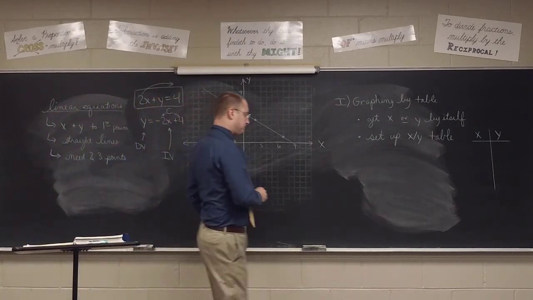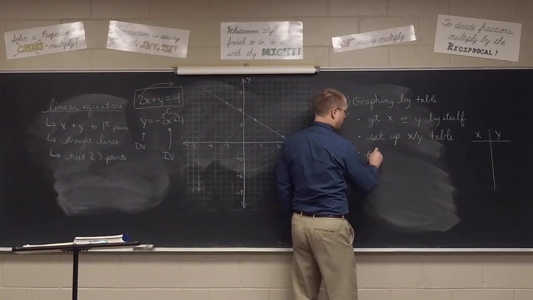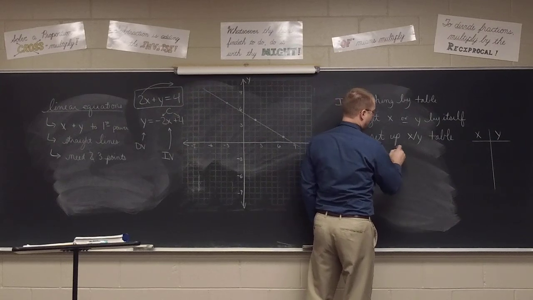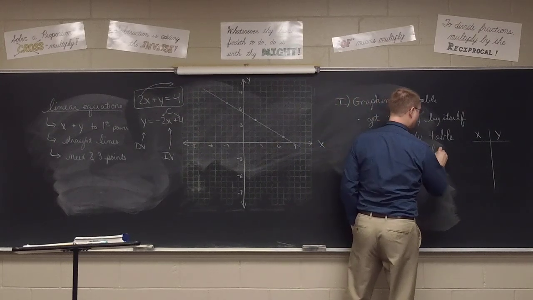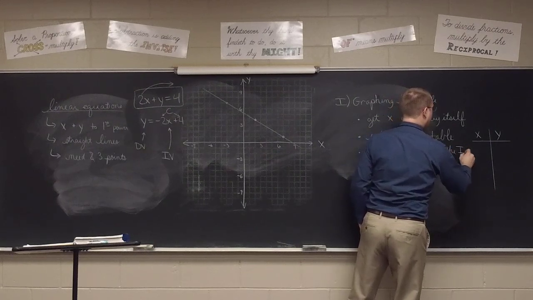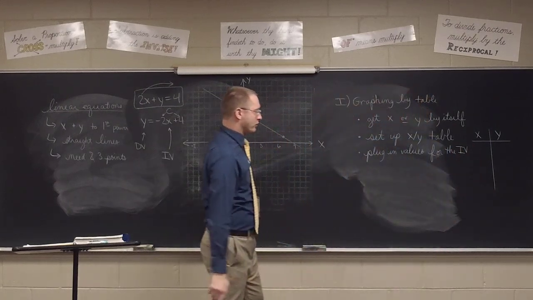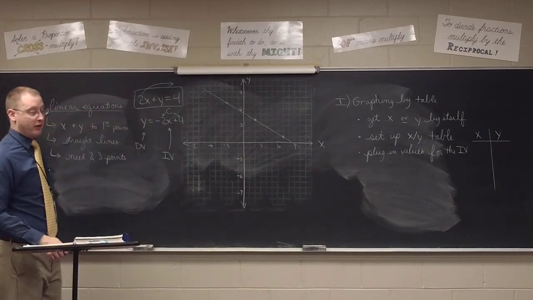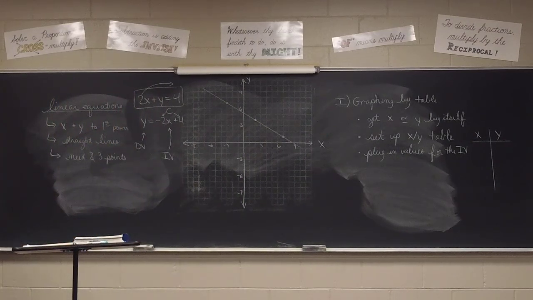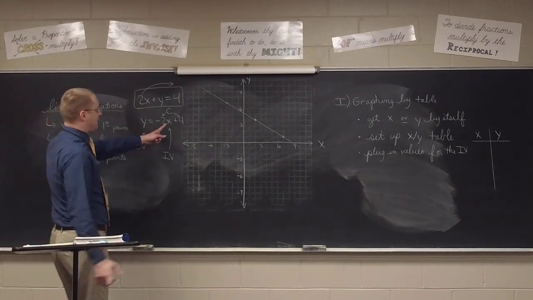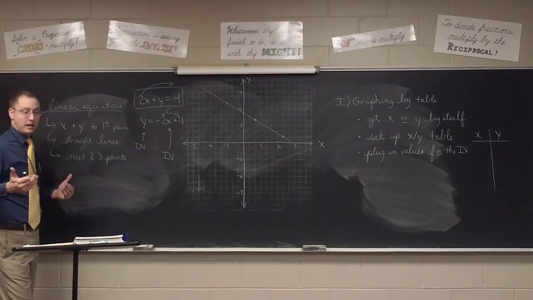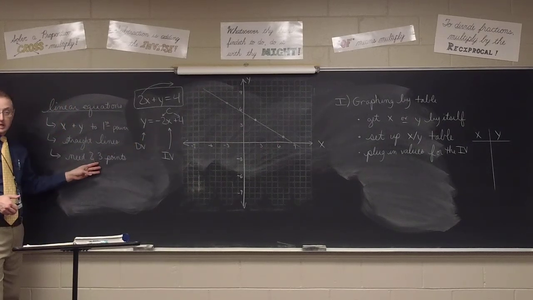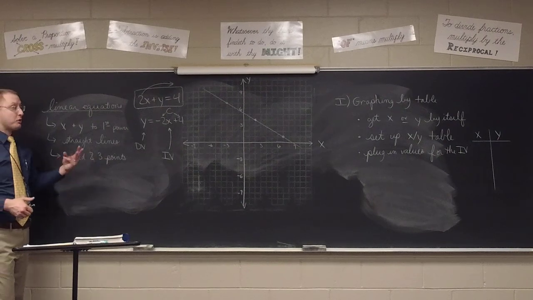Step number 3 is to plug in values for the independent variable. Remember, the whole premise of the independent variable is you can plug in whatever you want. That's what makes it independent. Well, the X here is the independent variable. So I get to pick values for the independent variable. Now, how many? Well, at least 3, because I want 3 points. So I'm going to need 3 X values.